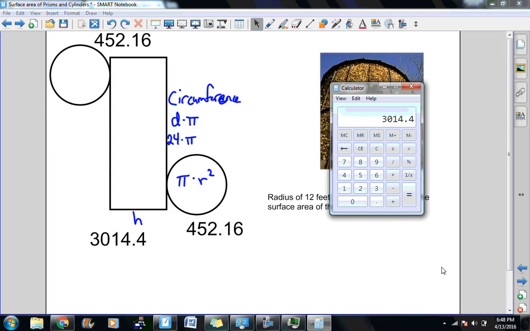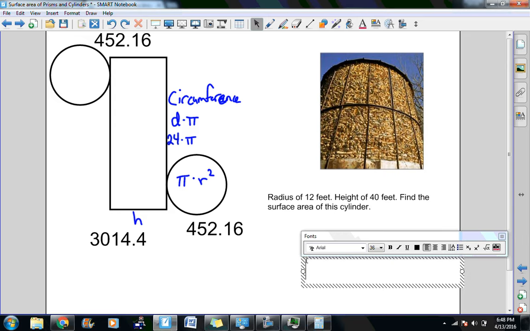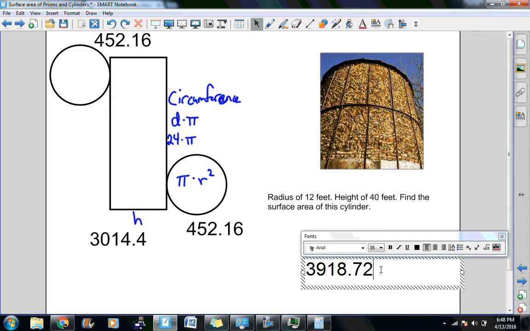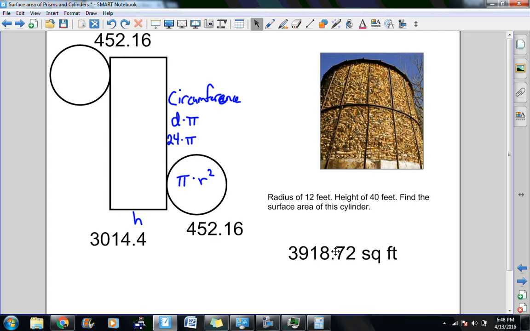Well, that is already in. So 452.16, and we're going to add that again. So my total area is 3,918.72. Make sure I got that correct. We did. And this, because it's 2 dimensions, will be in square feet. And that is how you find the surface area of a cylinder.